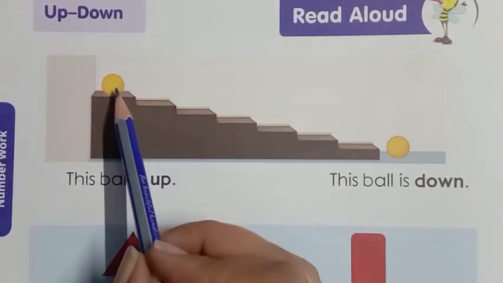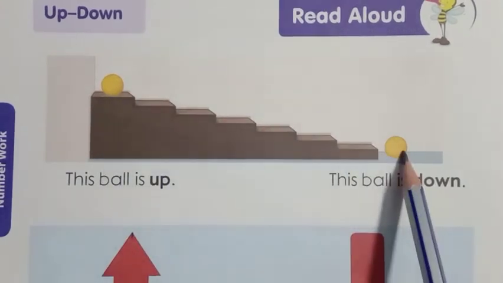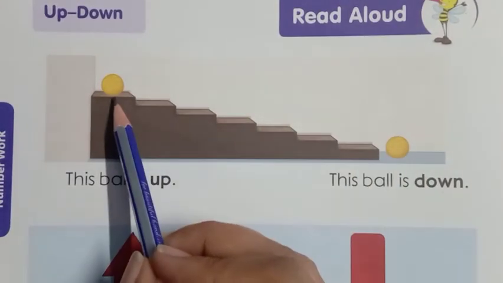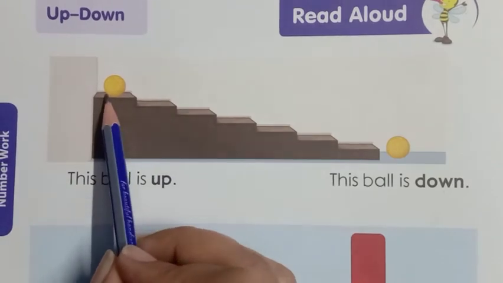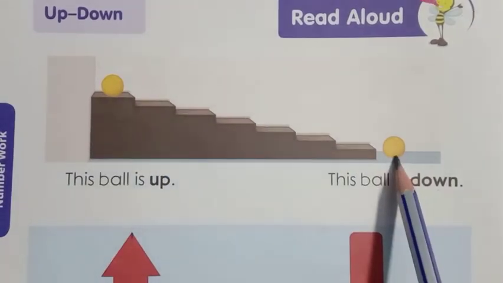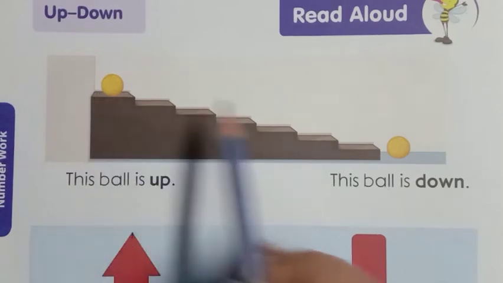एक बॉल कहाँ पे है? ऊपर है और दूसरी कहाँ पे है? नीचे. So the position of this ball is up and the position of this ball is down. Up, down.